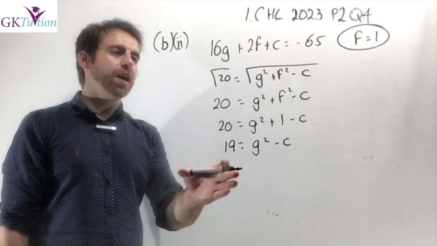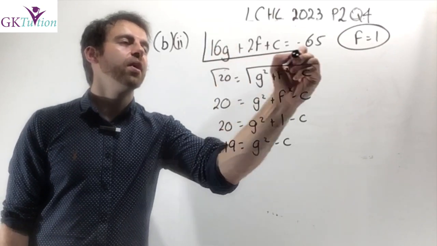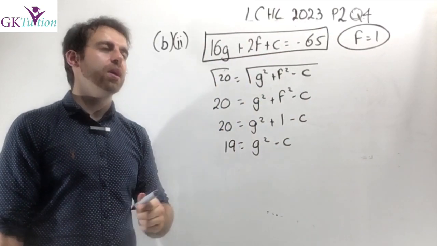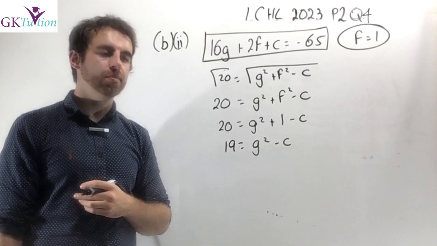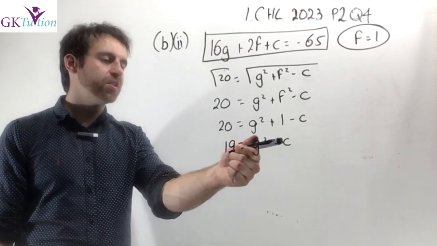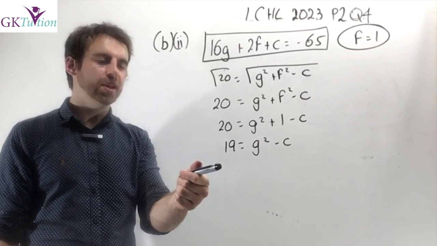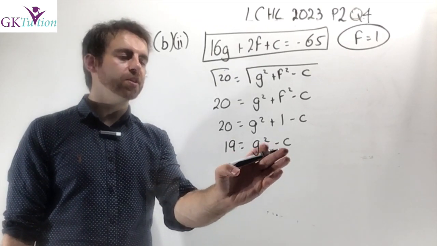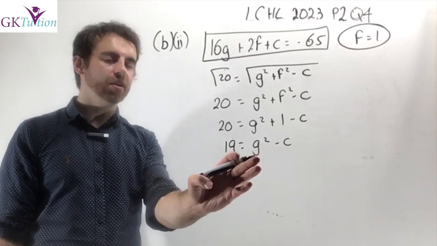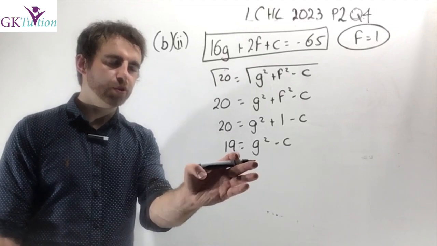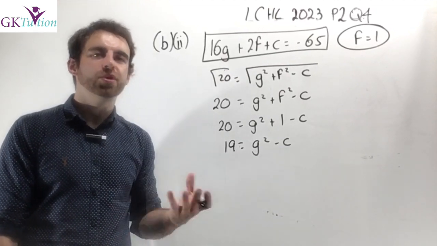The next step now is I need to start looking at the very first equation we came up with. Instead of an f, I can sub in a 1. And now, instead of a c, I'm going to be able to sub something in here. What we want to do here is isolate our c. It's not a good idea to isolate your g. If we try and get g on its own here, we're going to end up with a square root.